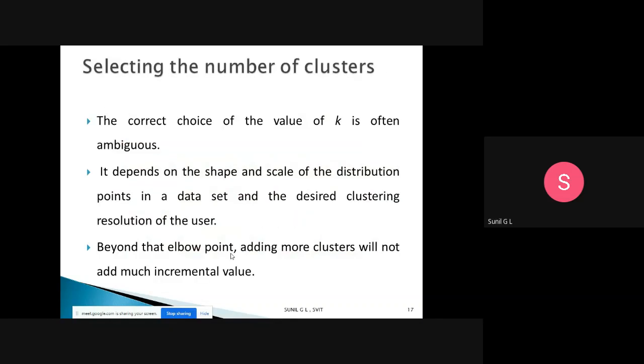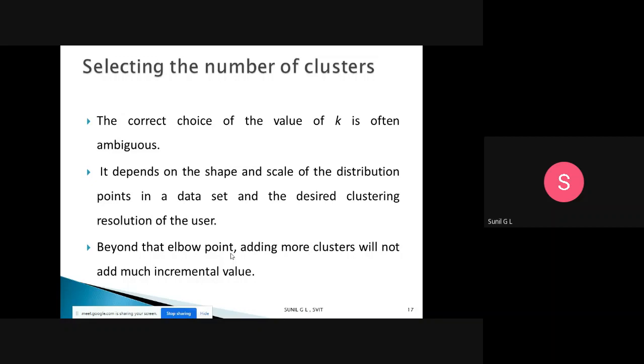Then how will we set the number of k value? Say three, or four, or six. How will we identify the number of clusters, the k value? The correct choice of value k is often ambiguous. So we don't know how we can select the k value. It will be ambiguous.